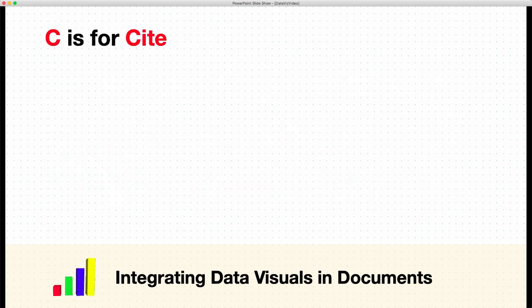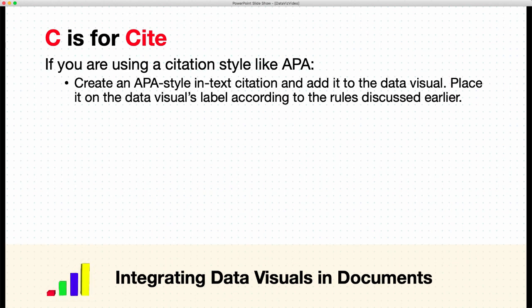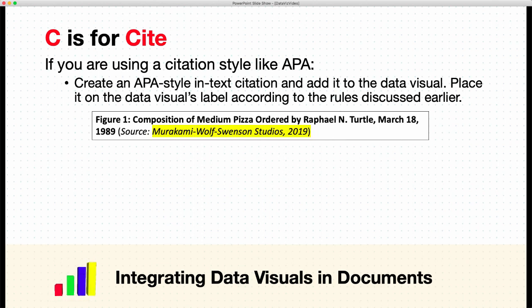C is for cite. If you are using a citation style like APA, you've got to do a couple things, just like any other source. Create an APA style in-text citation and add it to the data visual. Place the data visual's label according to the rules we discussed earlier. So this came from a data visual I showed you earlier. Look right here, we have the label, the title, and we've got source, Murakami Wolf Swenson Studios, 2019. Hey, that looks like an APA style in-text citation to me.